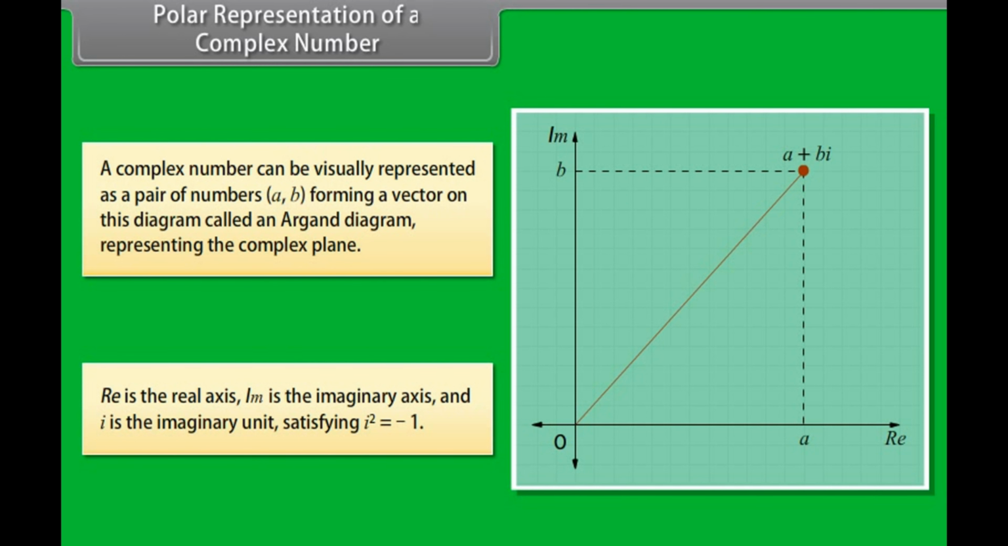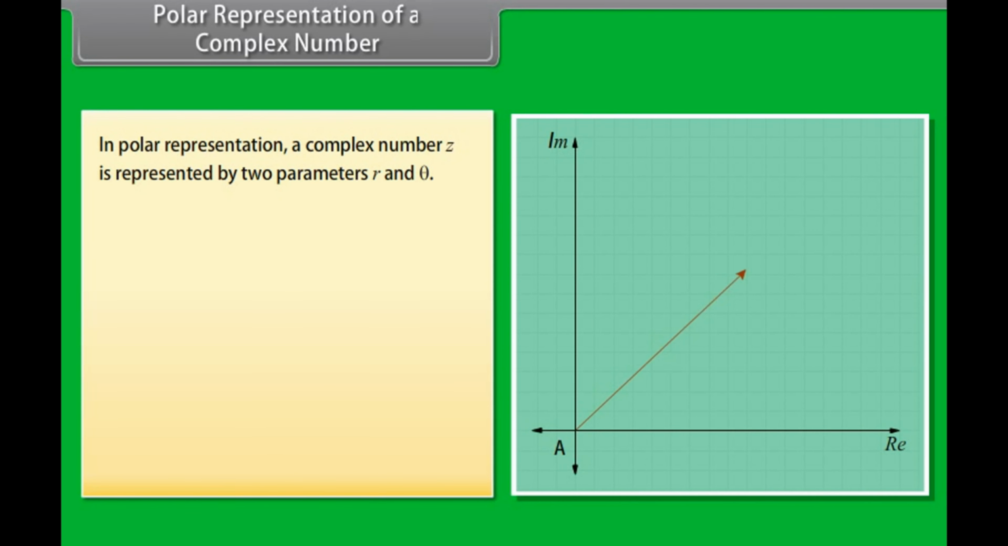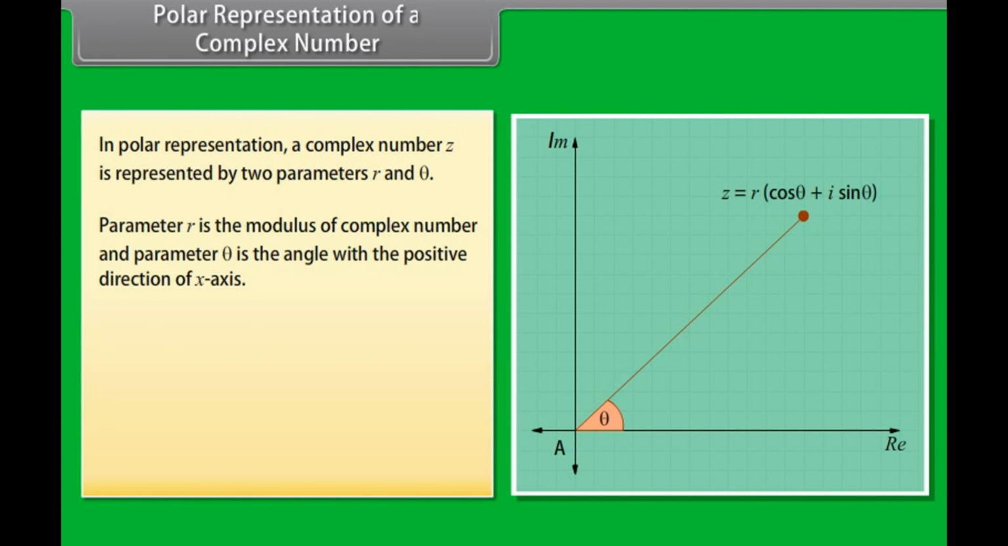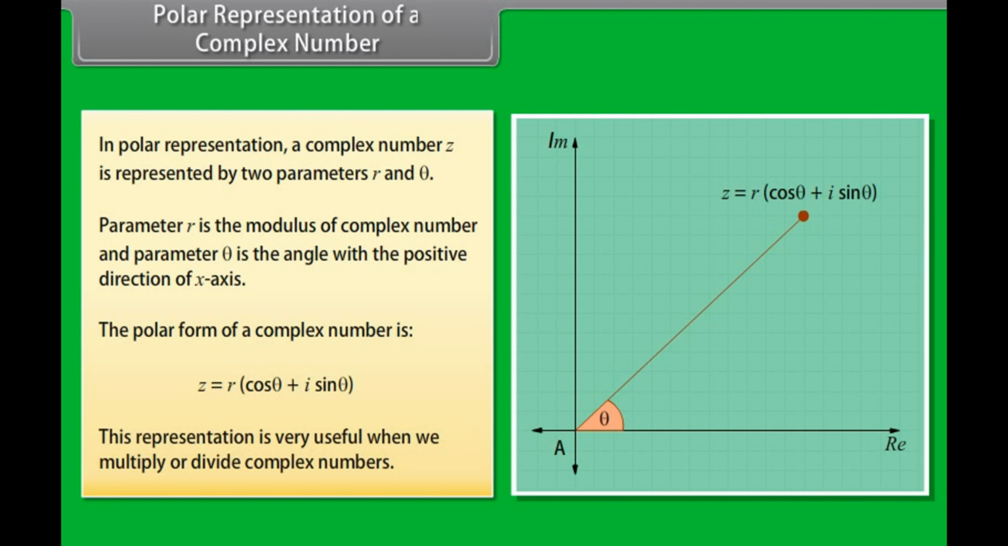equal to -1. In polar representation, a complex number z is represented by two parameters r and theta. Parameter r is the modulus of the complex number, and parameter theta is the angle with the positive direction of the x-axis. The polar form of a complex number is z is equal to r into cos theta plus iota sin theta. This representation is very useful when we multiply or divide complex numbers.